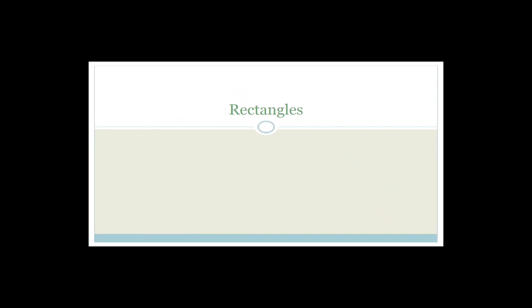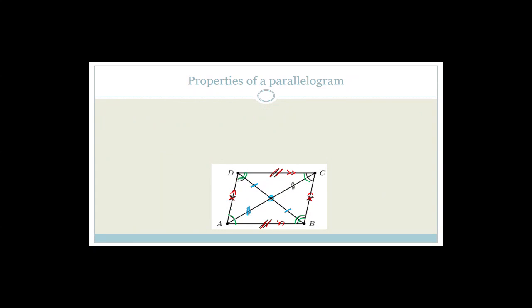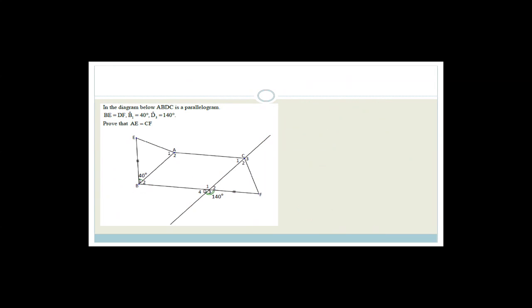Okay, now let's talk rectangles. Before we do that, I think I want to go back to a question. Let's see if we can get a nice question on a parallelogram. Okay, there we go. So now we're going to use the knowledge on parallelograms and our knowledge on lines and angles, and we're going to prove that AE equals CF.